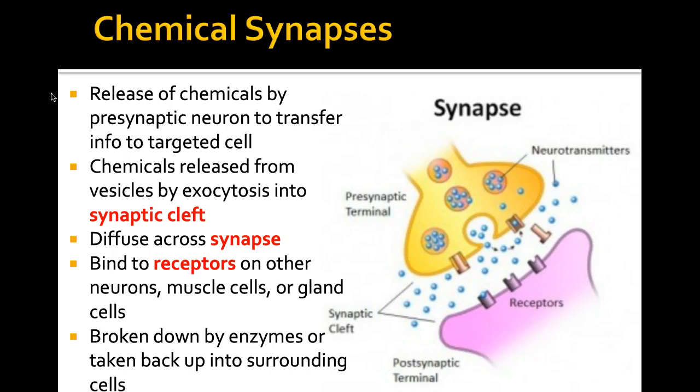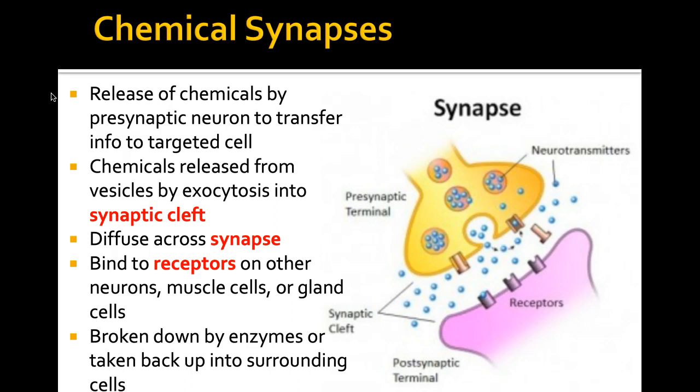The action potential is not transmitted from neurons to other cells. So how exactly do other cells respond when a message needs to be sent? The answer is chemical synapses. A chemical synapse is the release of chemicals by that presynaptic neuron to transfer information to a targeted cell.